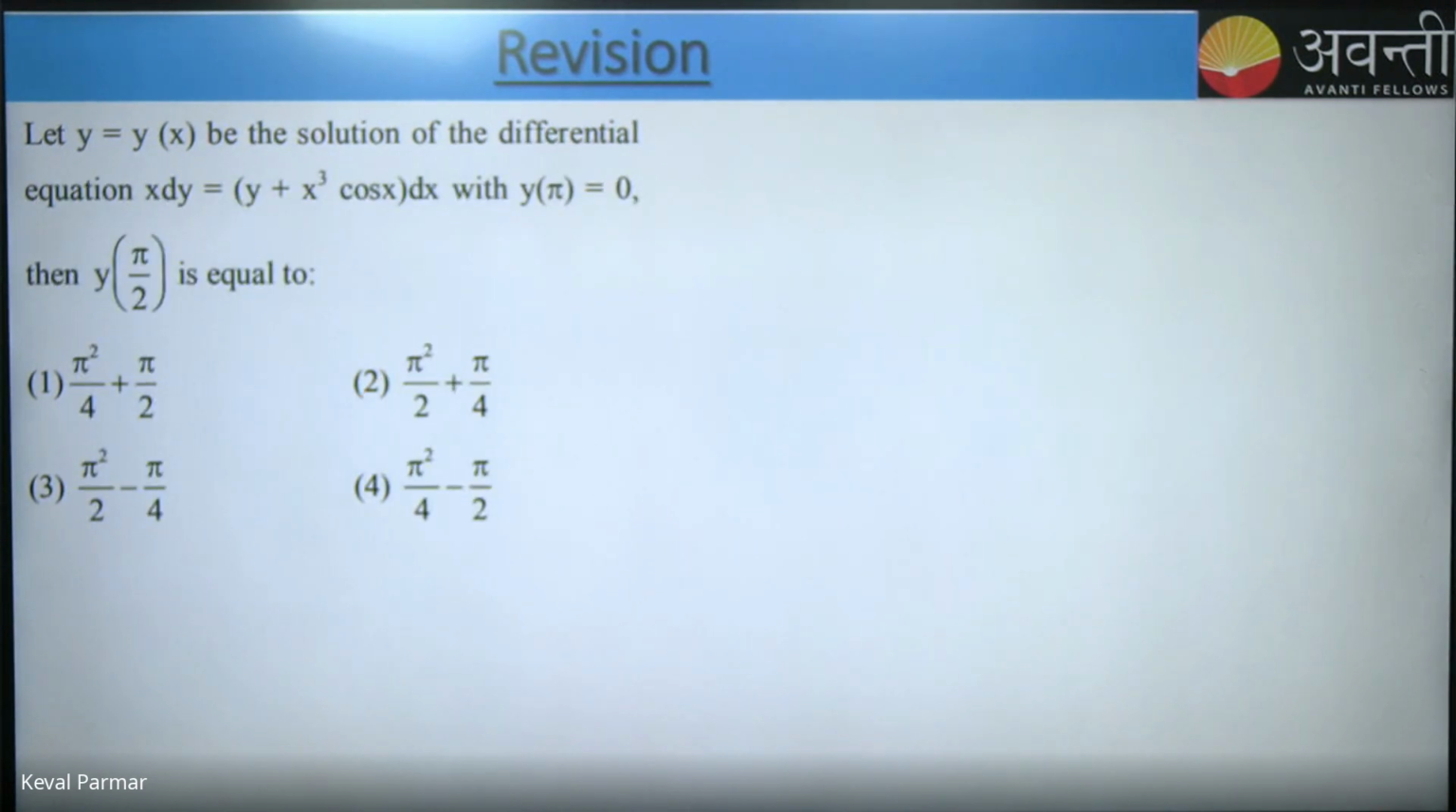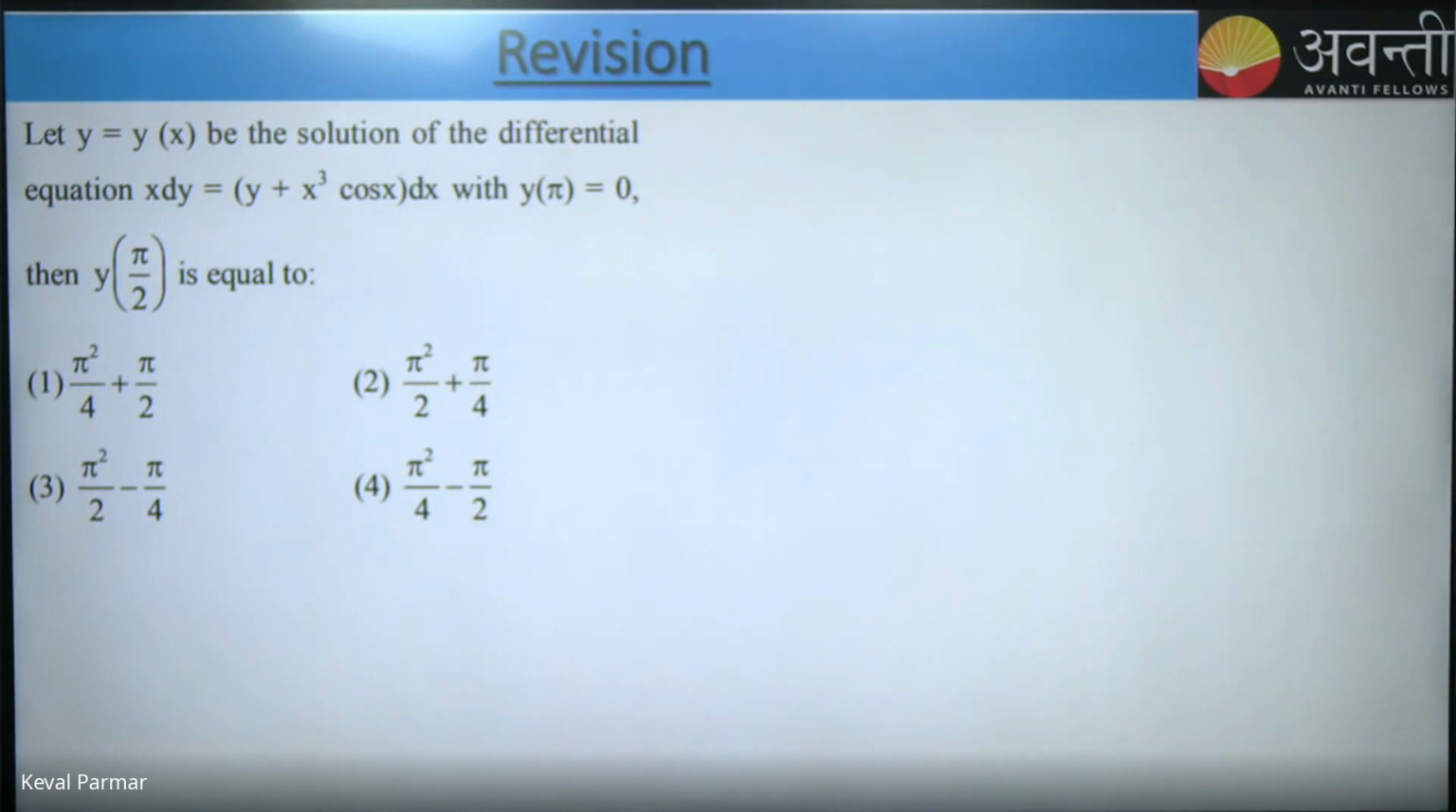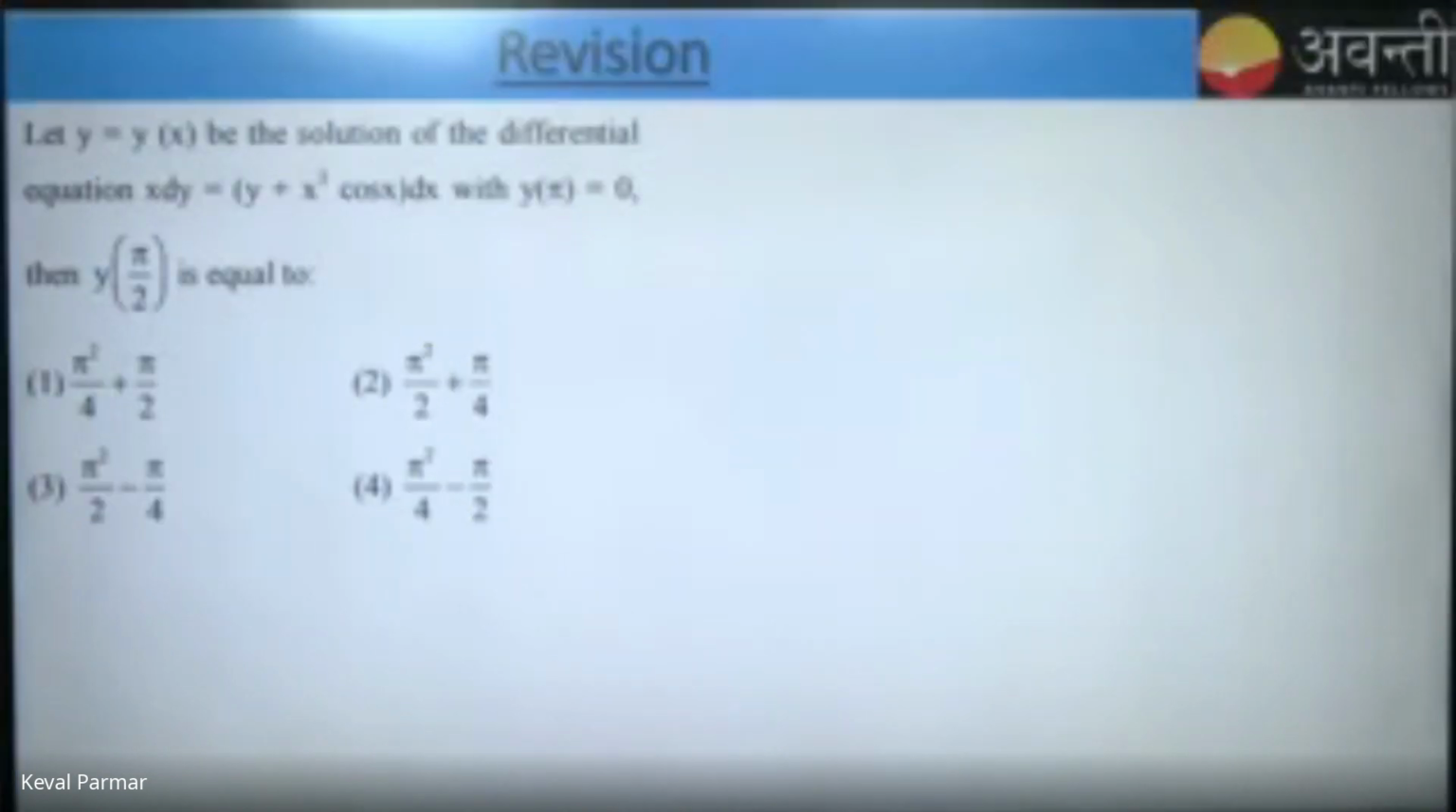Next question. Again, this is an interesting question. Let me give you a hint. It is a linear differential equation. Come on, I'll give you 2 minutes to try. It is a linear differential equation, guys.